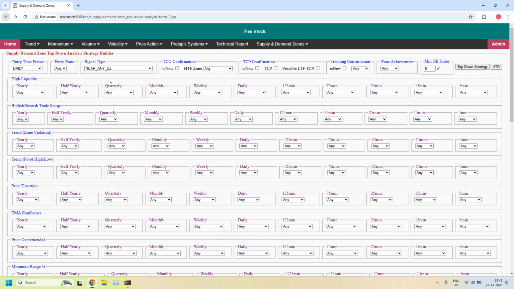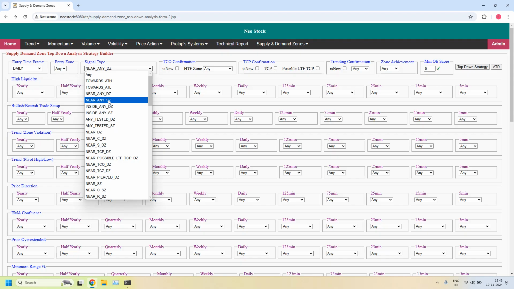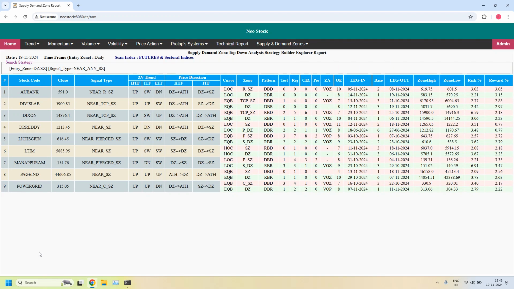Okay, next for daily time frame, let us find the stocks near the daily supply zone. We got 9 stocks. Let's identify the high liquidity supply zones from this list. The first one is AU Bank, Divi's Lab, and Dixon. These TCP zones are nothing but counter trend trade setup related zones. Based on that, these zones are created.